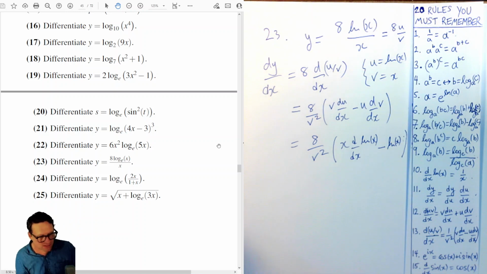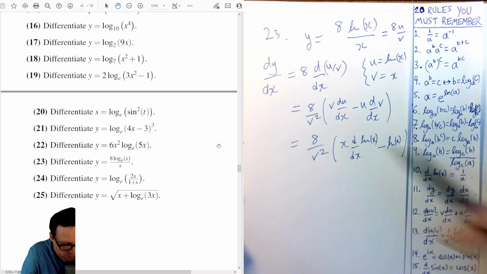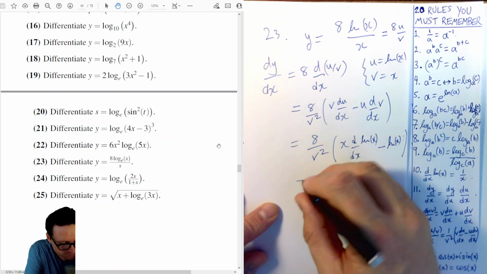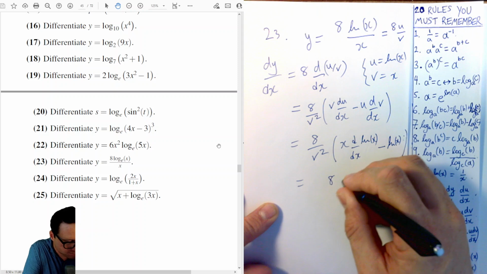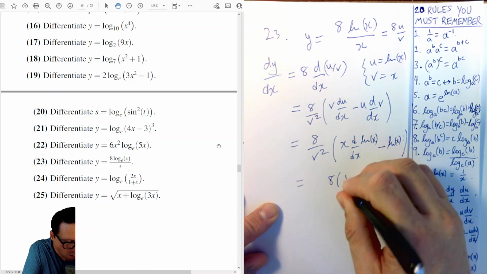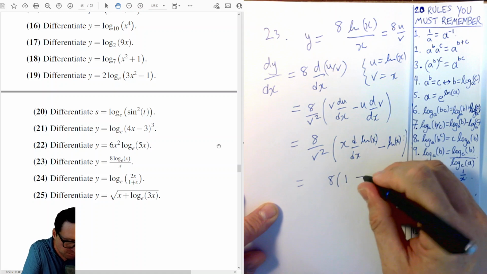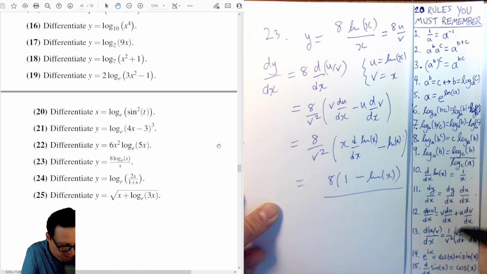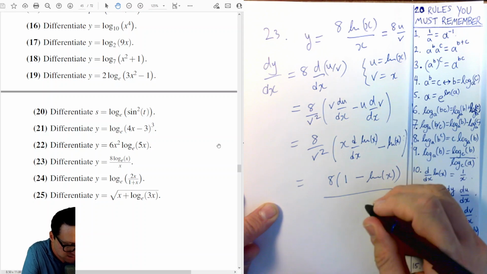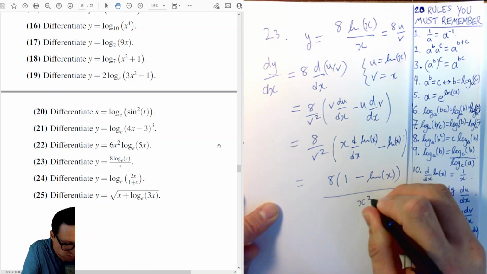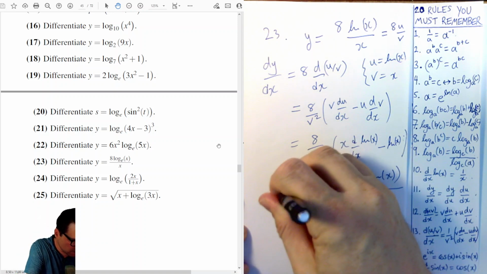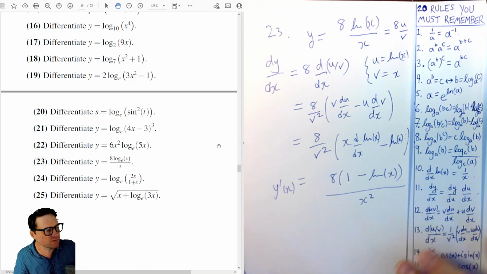All right, great. So the derivative of natural log of x with respect to x is 1 on x. So x over x is 1. So we have 8 times 1 minus ln x, and then that's all over v squared, but v was x, so this is all over x squared. And that's y dash of x. Okay, great. Let's move on to question 24.